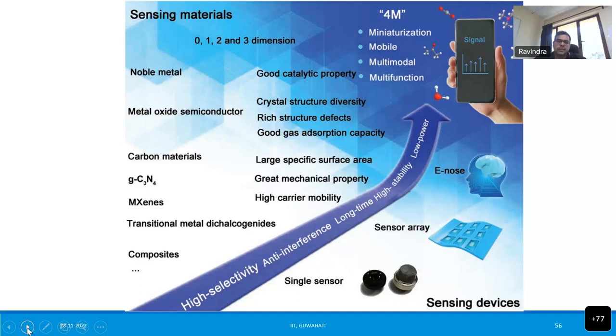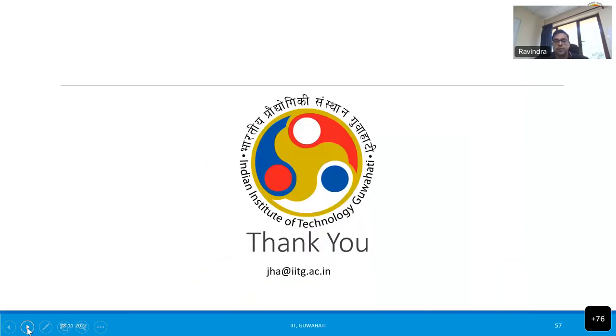Okay, then packaging, I discussed that packaging is one of the challenges that these sensors are facing. And last and very important, there is so much scope to work in this domain, to get associated with some industry who are working in this particular domain. Okay, and we can improve our expertise, and we can gain some knowledge from them. Okay, thank you so much.